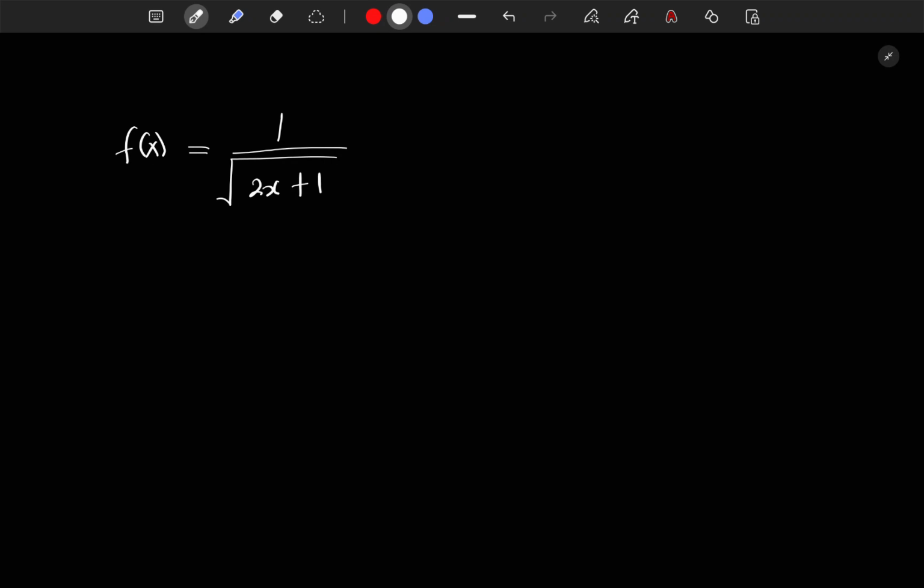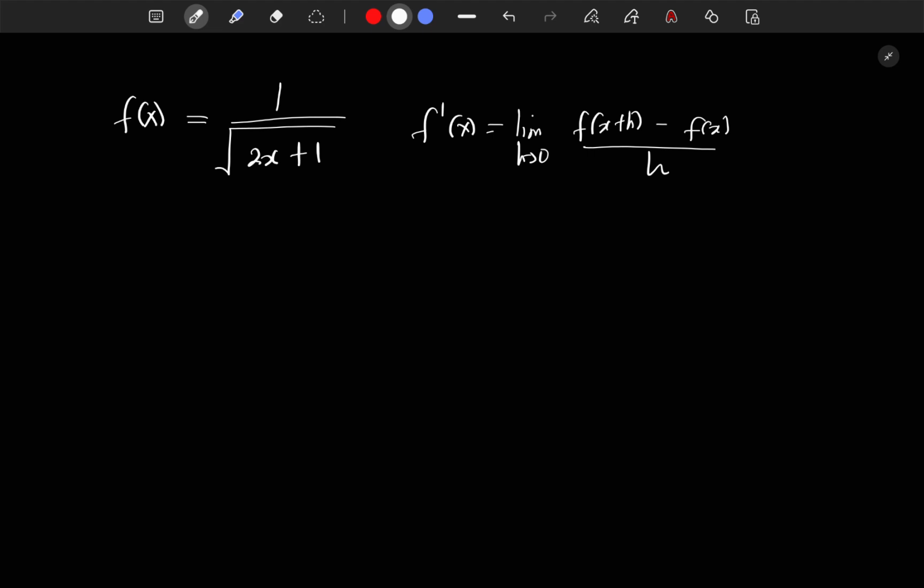All right, so recall that the first principle formula is f prime is equal to the limit as h approaches 0 of f of x plus h minus f of x over h. This is just for single variable functions like f of x. So we can start evaluating from there.